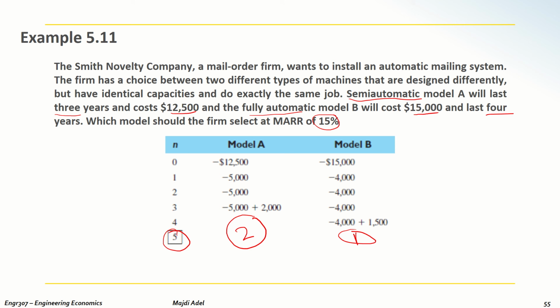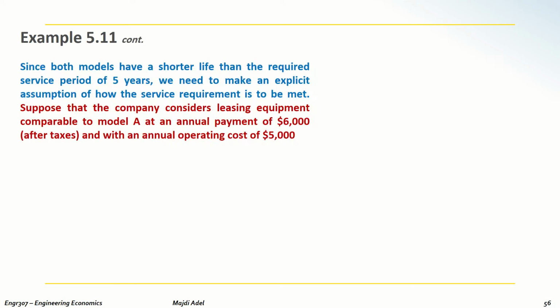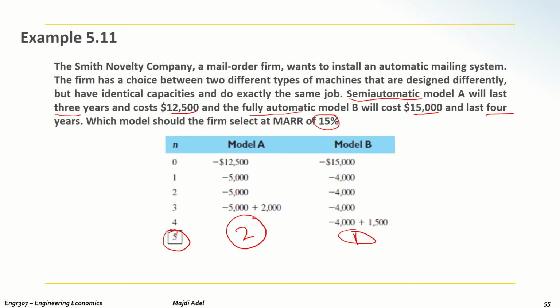Okay, and after I come up with a plan to cover the remaining years for each option, I calculate the present worth. And this table summarizes the cash flow for both projects. As you can see, both projects are investment projects. So we are going to choose the project with the lowest or the smallest cost. The lowest cost.